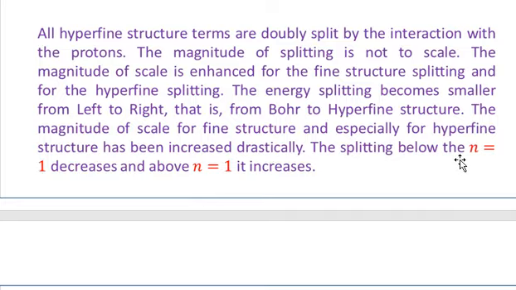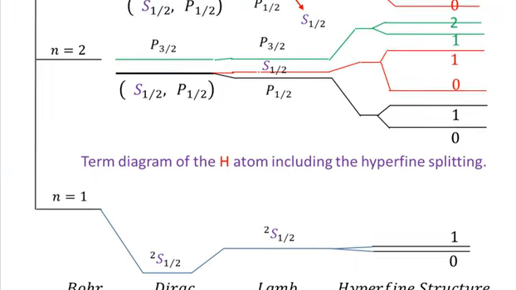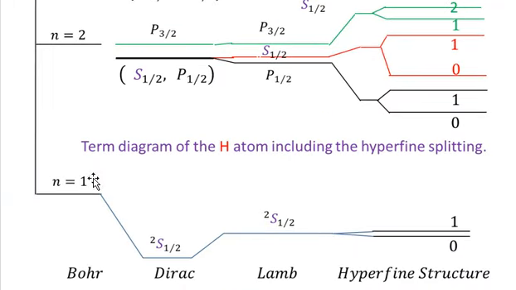The splitting below n equal to 1 decreases and above n equal to 1 increases. Here you can see that there is a ground state below n equal to 1. You can see that in the ground state the hyperfine structure splitting is very small, which decreases in comparison with the hyperfine splitting gap above the n equal to 1 level.